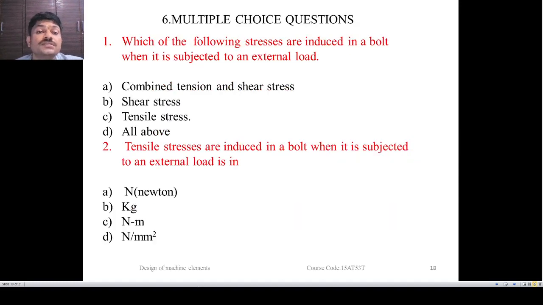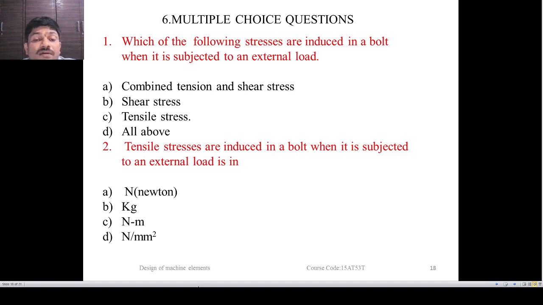Multiple choice questions. First one: which of the following stresses are induced in the bolt when it is subjected to an external load? Option A is combined tension and shear. Option B is shear stress. Option C is tensile stress. Option D is all the above. Let us guess the correct answer. The correct answer is option D, all the above.